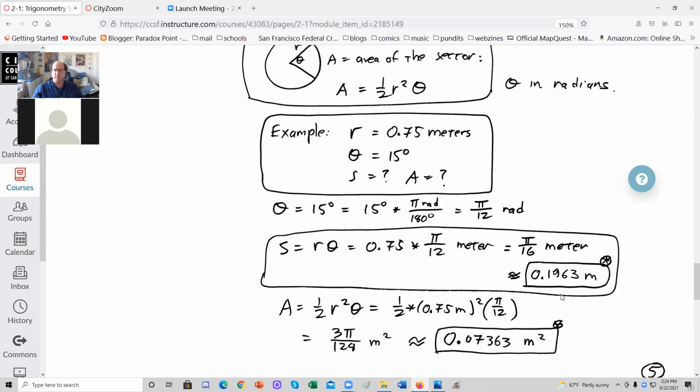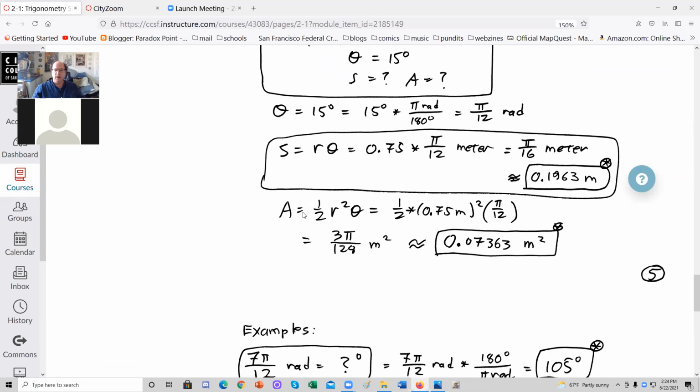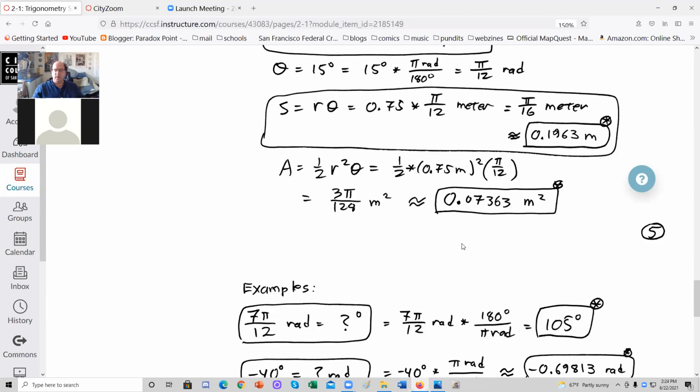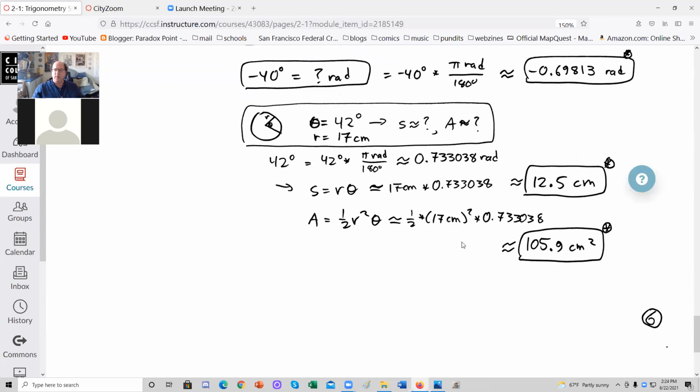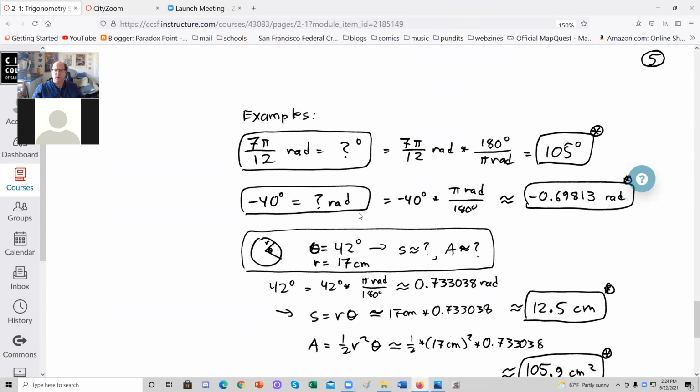The area is 1/2 r squared theta. 1/2 r squared is 0.75 meters squared. Theta is pi over 12. And you multiply it out, 3 pi over 128 square meters, approximately 0.07363 square meters. And we have a couple of examples from the book.